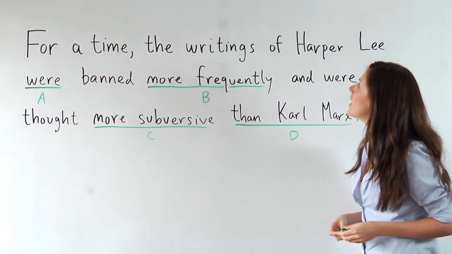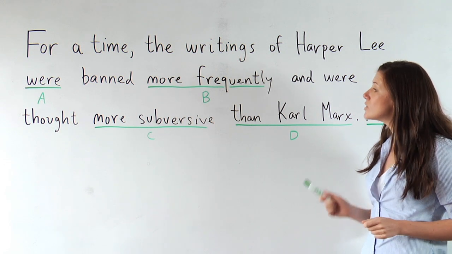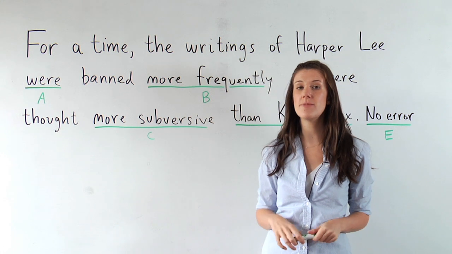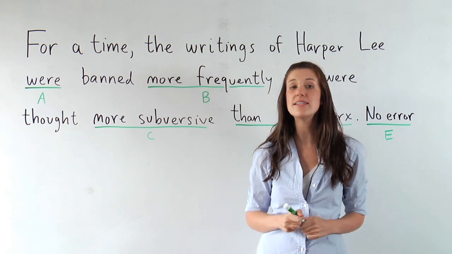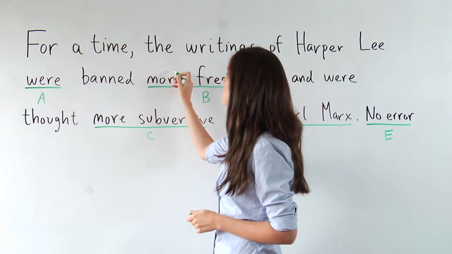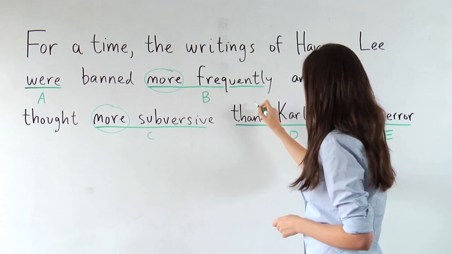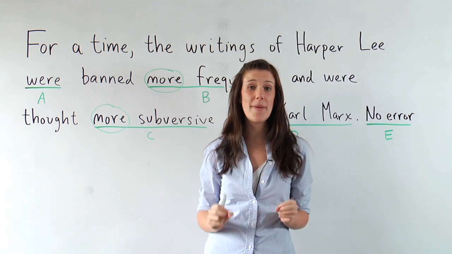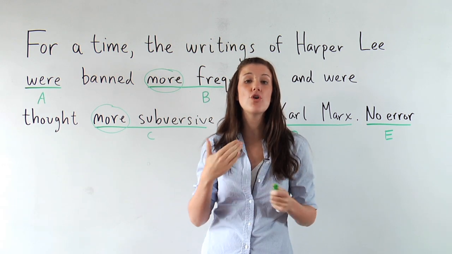For a time, the writings of Harper Lee were banned more frequently and were thought more subversive than Karl Marx. Okay, so the first thing I notice about this sentence is we're comparing things. I see comparison keywords. I've got this more than structure, right? More frequently, more subversive than. So keep your eyes out for words of comparison on the SAT because they tell you a lot and they help you look for things.